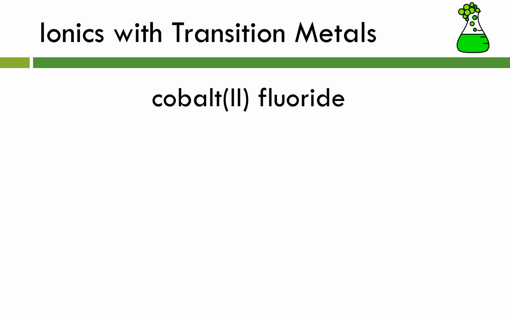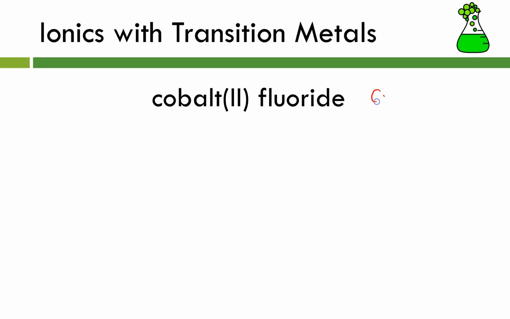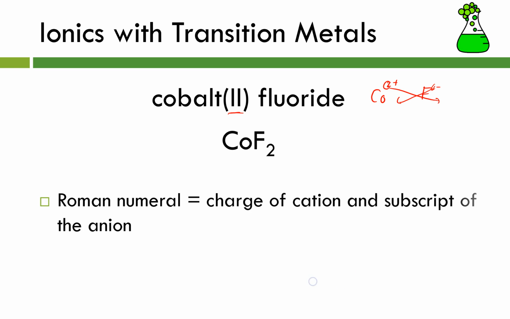Let's try the opposite direction. We've got cobalt(II) fluoride. Sorry about that, didn't mean to zoom in. Co2+ because of cobalt(II). Fluoride ions have a charge of -1, so when you use the crisscross method, we end up with CoF2 for cobalt(II) fluoride.